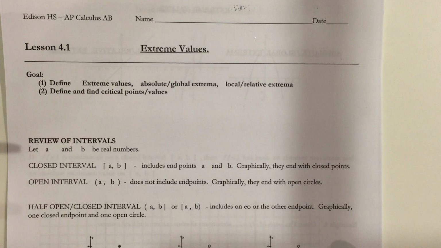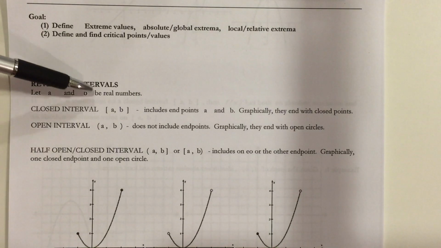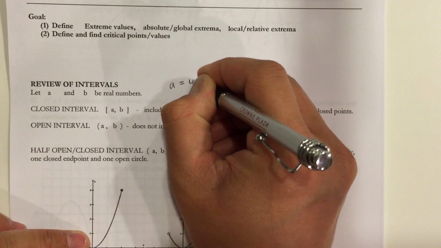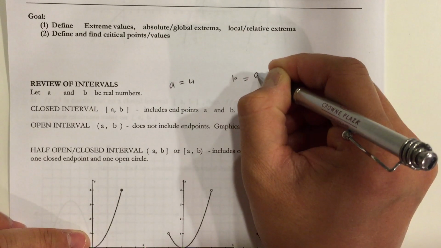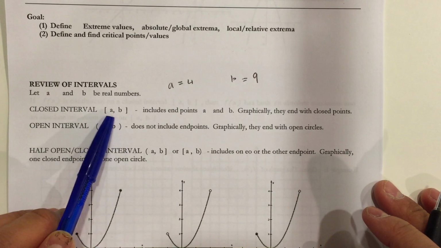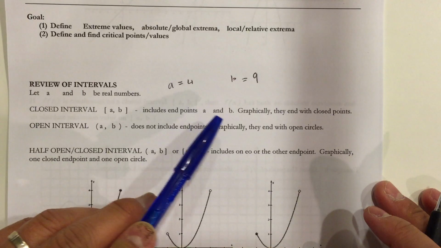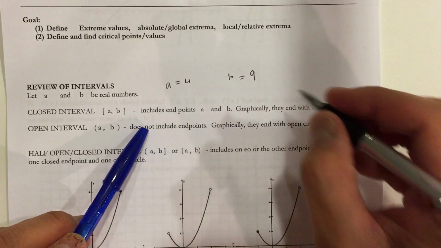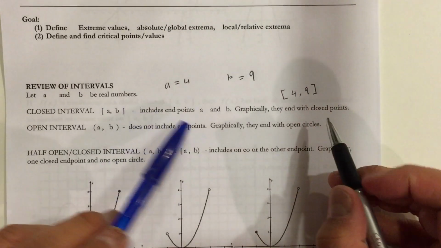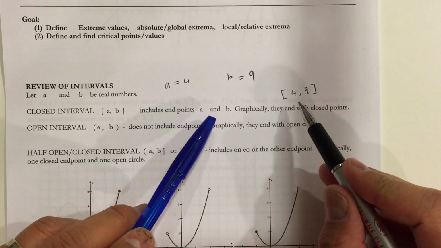All right, we start by reviewing intervals. Let A and B be real numbers. So A could be like 4, B could be like 9. Then we call this a closed interval, and it means that it includes endpoints A and B. So an example of that would be [4, 9]. So any numbers between 4 and 9 are true, but we also include 4 and 9.